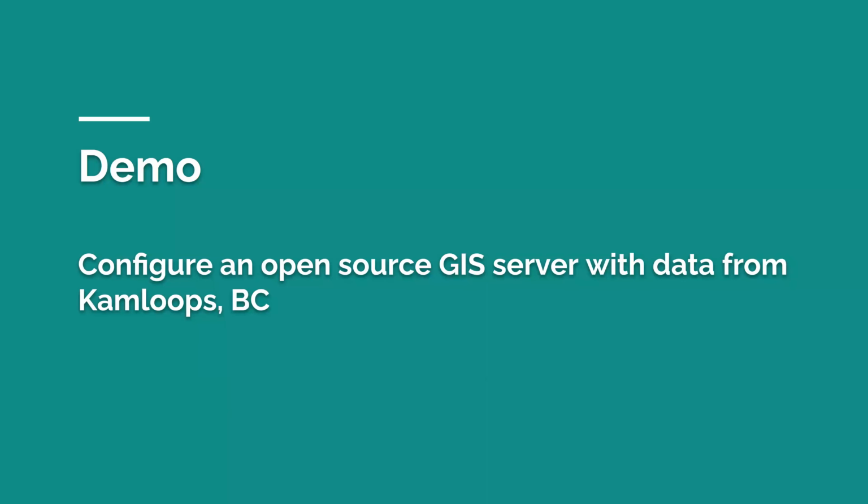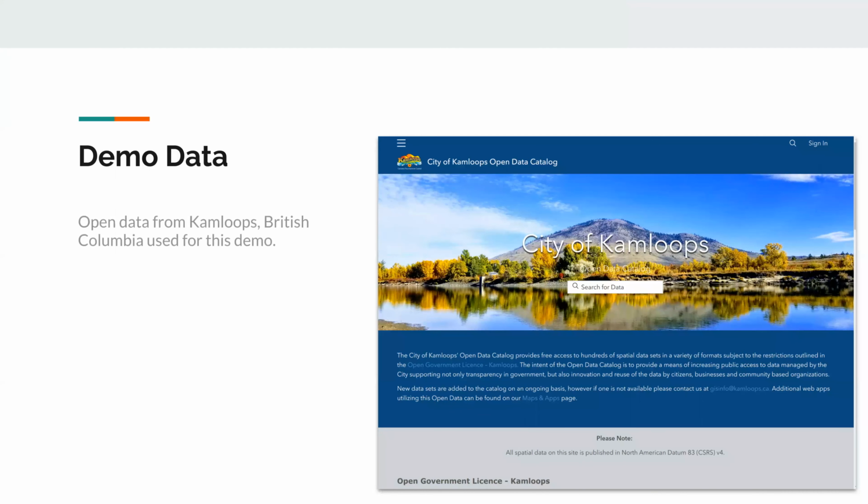All right, so I'm going to talk a little bit about what we did. I wanted to sort of show you how all this fits together in a quick little 15-minute demo or so. So I'll show you a few things that we did. We put together the scenario where we just wanted to set up an open source GIS server with data that we took from Kamloops, BC. All the open data that we're showing is from Kamloops.